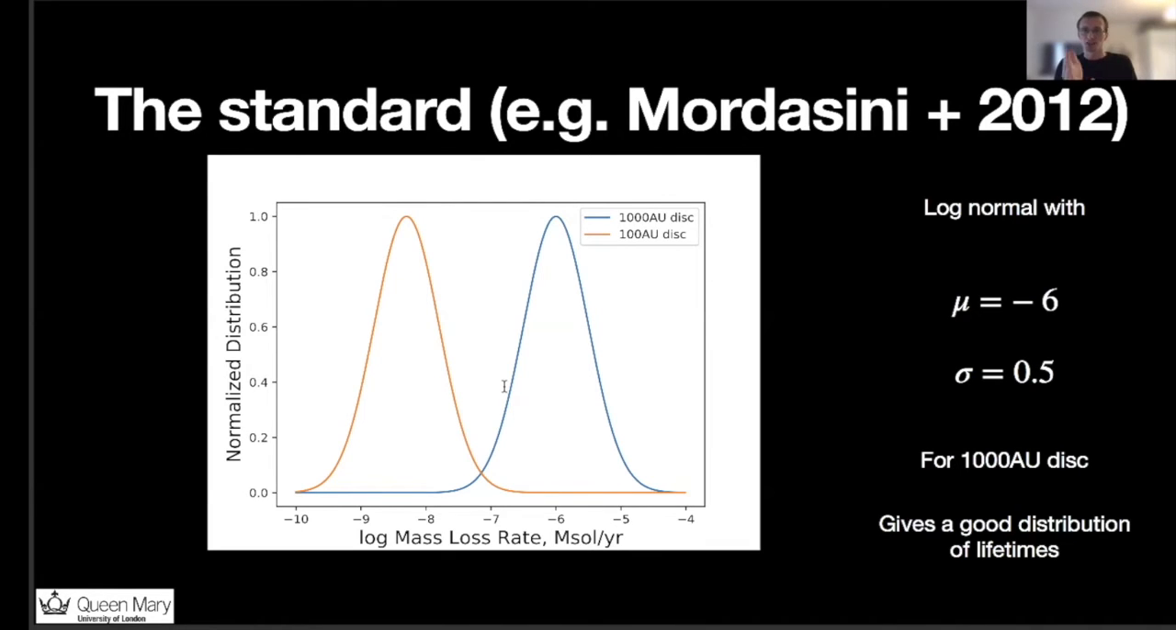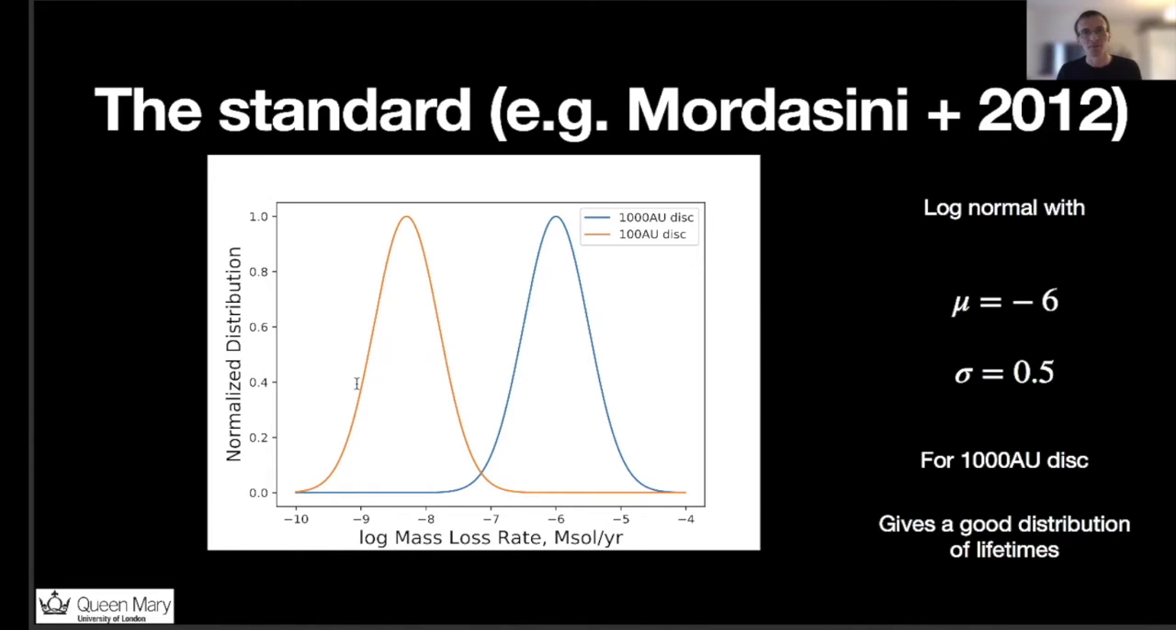So it's got a mean of 10⁻⁶ and a standard deviation of 0.5. But that is for a disk that is 1,000 AU in size, and as the disk truncates, that distribution of mass loss rates also goes down. And so that orange line is for a 100 AU disk. So you can see now the mass loss rates are pretty small.